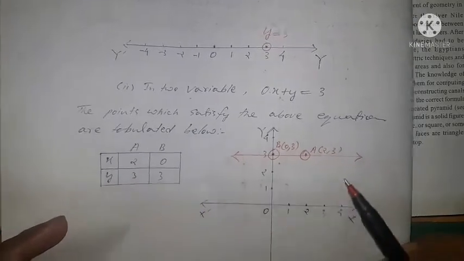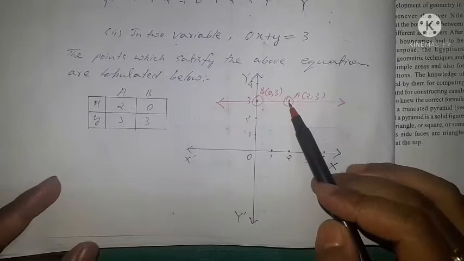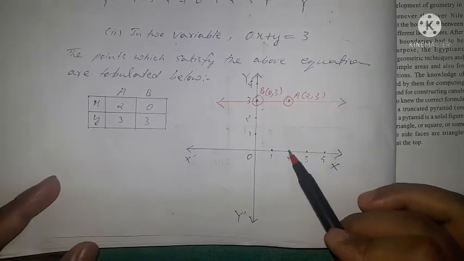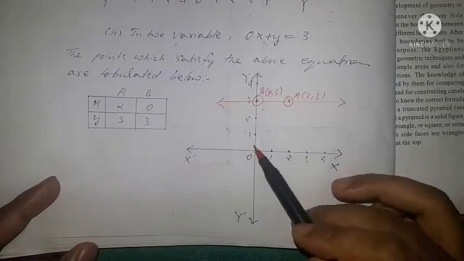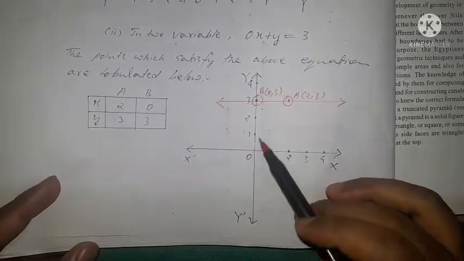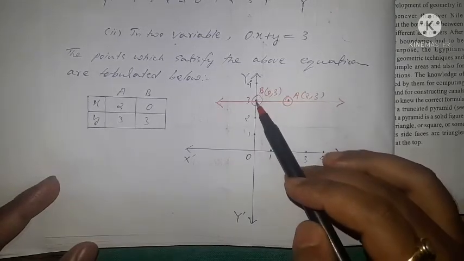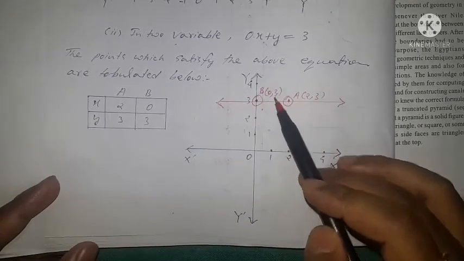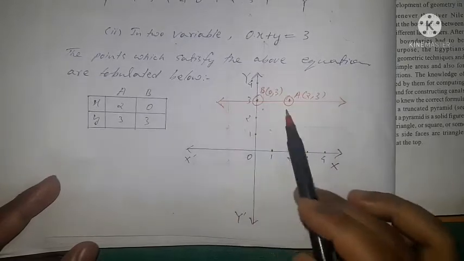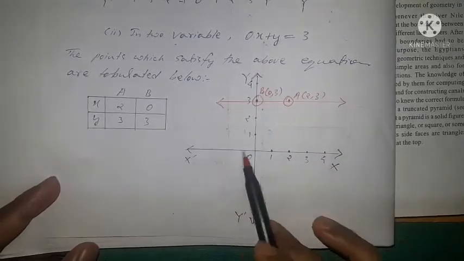Now let us plot this on a Cartesian plane. As we can see, this is the point A, where on the x-axis there is a movement of 2 and on the y-axis there is a movement of 3. So this is (2, 3), and B, as we can see, is (0, 3). In the x-axis there is no movement and in the y-axis there is a movement of 3, that is (0, 3).